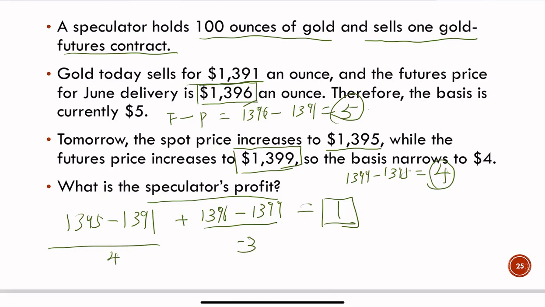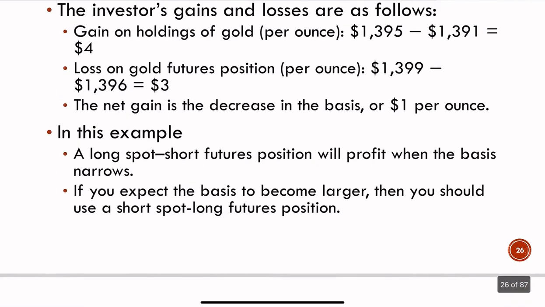Interestingly, you can see that this $1 comes from the narrowing of this basis. So basis decreases from 5 to 4, right? So this is exactly equal to 5 minus 4. So the result here is if you expect the basis to be narrower, then you should use a long spot short futures position. Long spot means you will actually buy this commodity. Short futures, of course, it means that you will enter the short side of the futures contract.